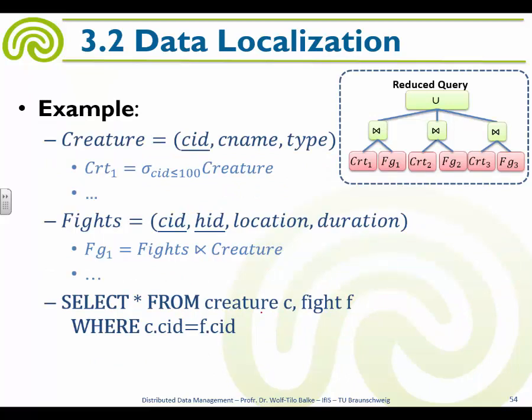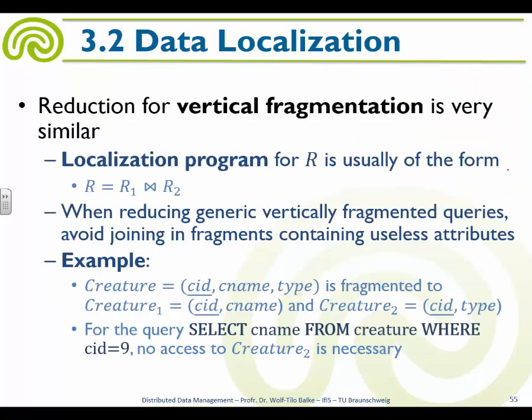Good, example. Like we had before, the creature table, the fights table, select star from creature and fight where the CIDs match. The reduced query is no longer quadratic, where everything has to be matched with everything. The first partition of creature is matched to the first of fight, the second of creature is matched to the second of fight, the third partitioning of creature is matched to the third partitioning of fight. That's it. No cross products anymore. Creature 1 and fight 2 cannot match. They will not produce results, so we just omit it.